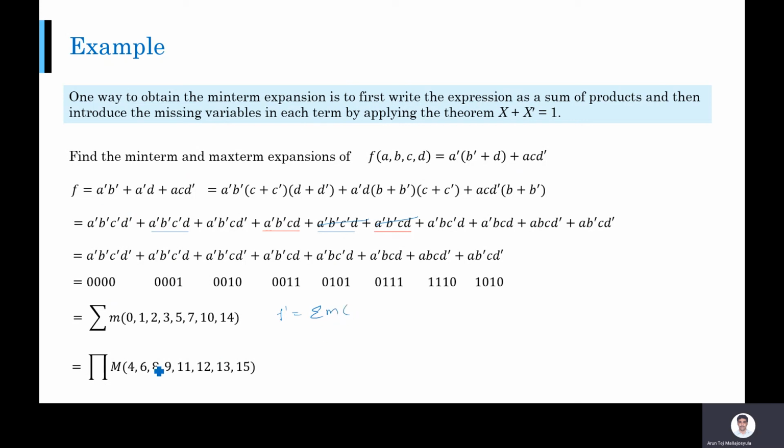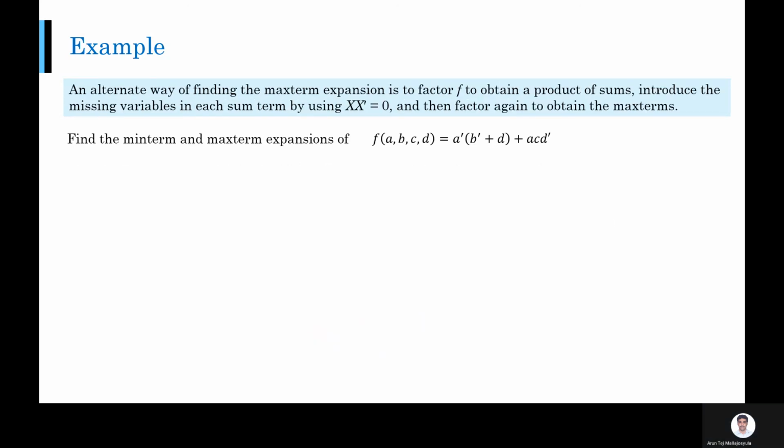In terms of minterms, it will be all these numbers, 4, 6, 8, 9, 11, whatever are missing. Or f dash is also equal to phi of m of all the numbers that are missing here, which are these numbers. I can put them here, so I will get the f complement.